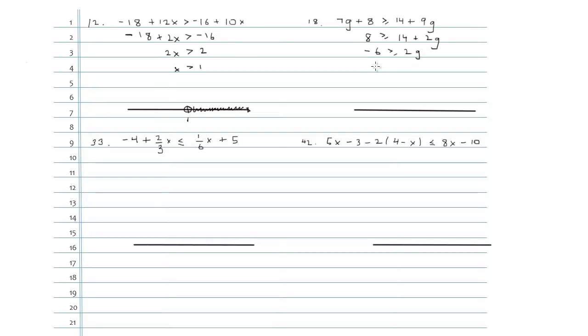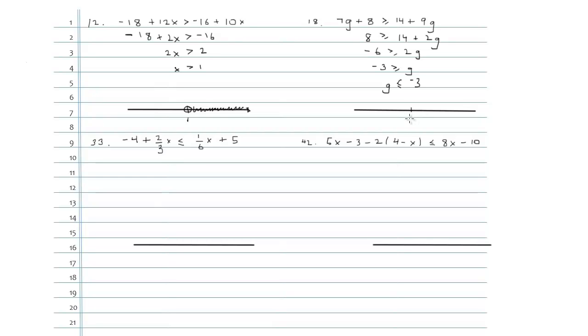Divide both sides by 2. I get negative 3 is greater than g. And it's always best to put the variable on the left-hand side. So we'll put the g there, the negative 3 here. And do you see how the 3 is pointing at the g? Let's keep pointing at the g.